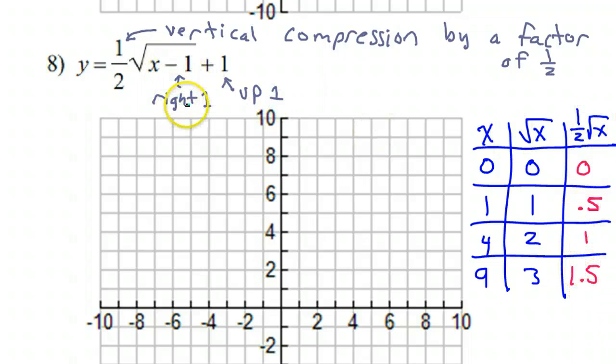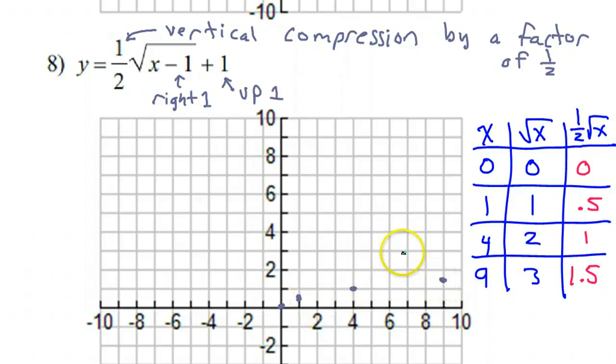Now, this does not include the shift that's right 1 and up 1. So I'm going to just do a skeleton using these. I'm only going to plot the points. I'm not going to connect them. Starting off at 0, 0, and then 1, 0.5 would be right here in the middle. And then 4, 1 would be right here. And then 9, 1.5. So this is the unshifted function.